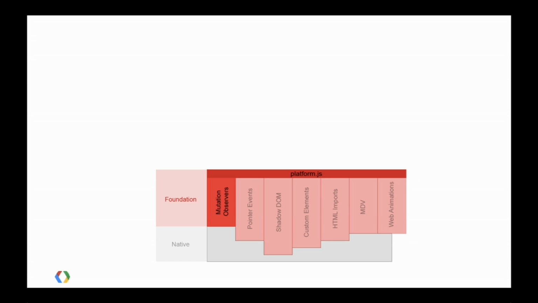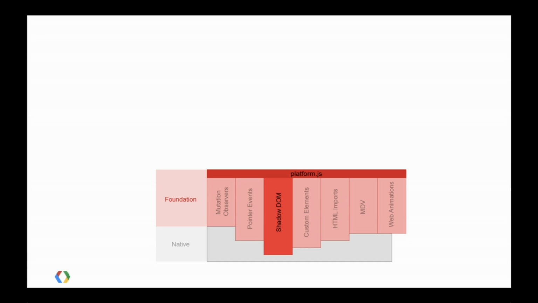Mutation observers allow for the efficient observation of the DOM, so when new nodes are added or attributes are changed. This one's actually already shipping in most modern browsers. The next one is pointer events. This is a specification that unifies the event models for touch and mouse. It allows you to write the same code and have it run on mobile devices and desktop devices as well. In fact, everything we're showing you here today works both on desktop and on mobile devices.